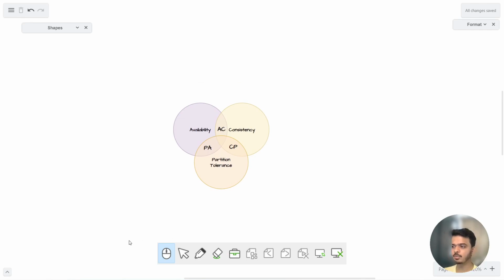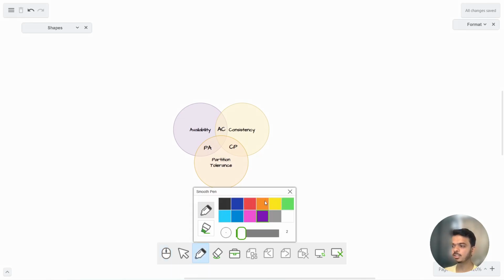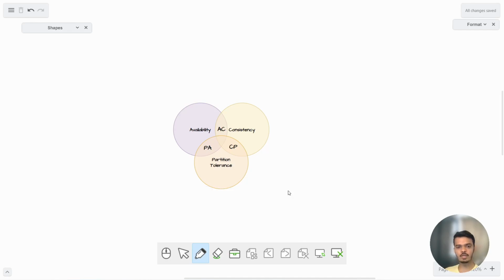Now let's see what the CAP theorem says. The CAP theorem says that whenever you have to select between availability, consistency and partition tolerance in a network, you can only choose two of these properties. You cannot choose the third one. You can choose availability and consistency, you can choose availability and partition tolerance, or you can choose consistency and partition tolerance. You can choose any of these, but not all three at any given time.